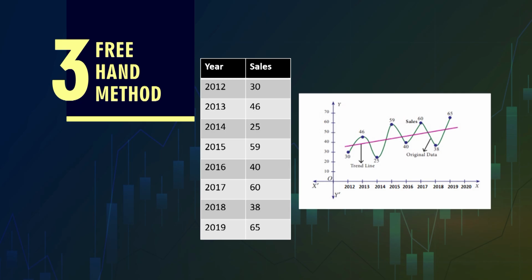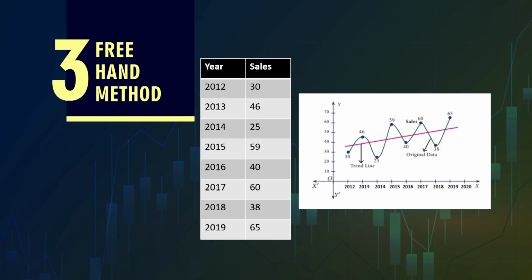What we have done is put this in place of years. We say for 2012 the sales is 30, so we have put the dot here, and in 2013. At the x-axis we have taken years, at the y-axis we have taken sales. Then we have plotted the dots first, in the same manner we used to do it. So 30 falls in 2012, it comes here, 46 in 2013, then 2014 25, then 59, then 40, 60, 38 and 65. In this way we have made the dots, and then we have completed the graph on the basis of these dots.